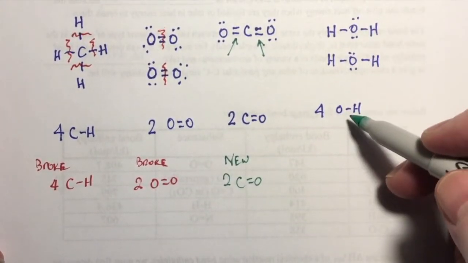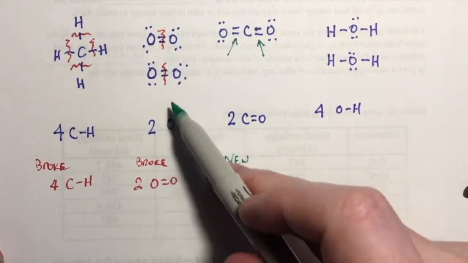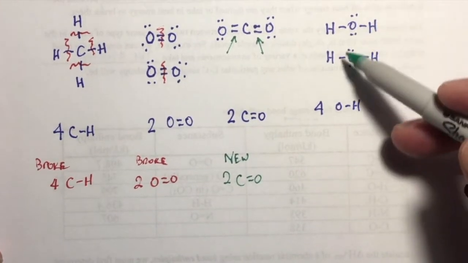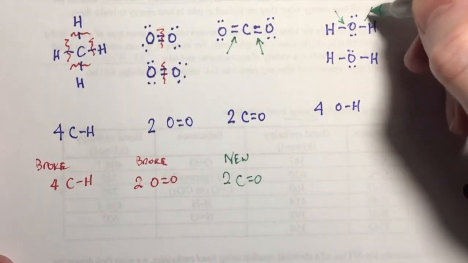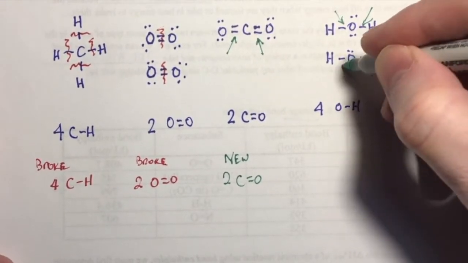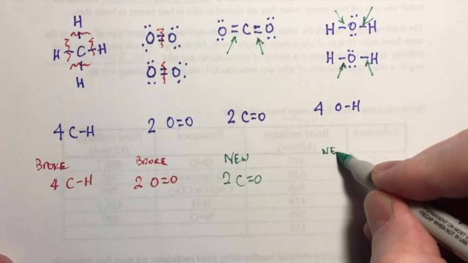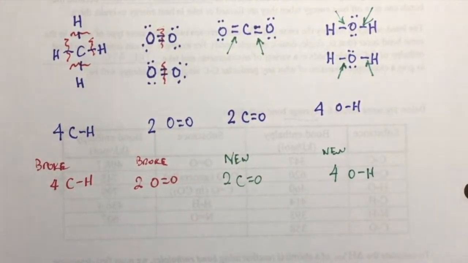H2O, I have 4 OH single bonds. Did any of them occur in the reagents? No. So they must all be new. So I'll go ahead and indicate all of them as new. 1 there, 1 there, 1 there, and 1 there. So I have 4 new bonds, OH single bonds.